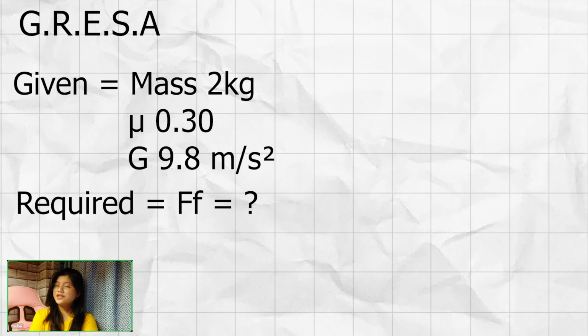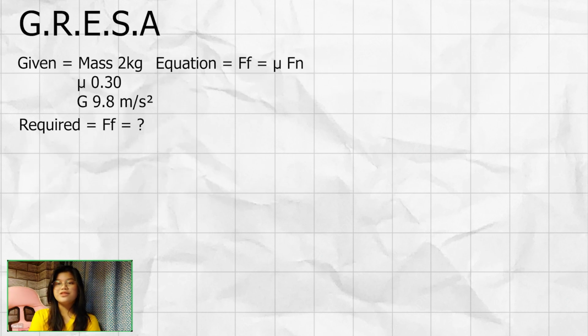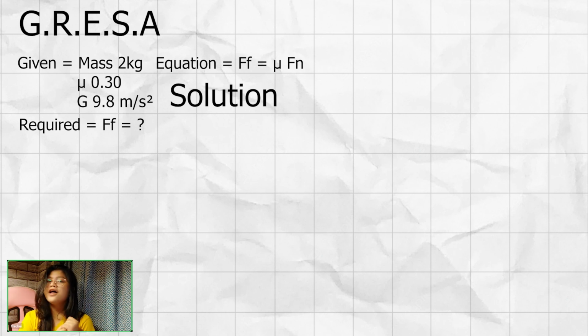In order to find the friction force, we must apply the formula of friction force, which is Ff equals mu Fn, for our equation. Then, we'll proceed to the solution. Given that our normal force is still unknown, solving for it is the first thing to do. Accordingly, the formula for normal force is mass multiplied by gravity. And since the elements in this formula have already been settled, solving for the friction force will now be effortless.